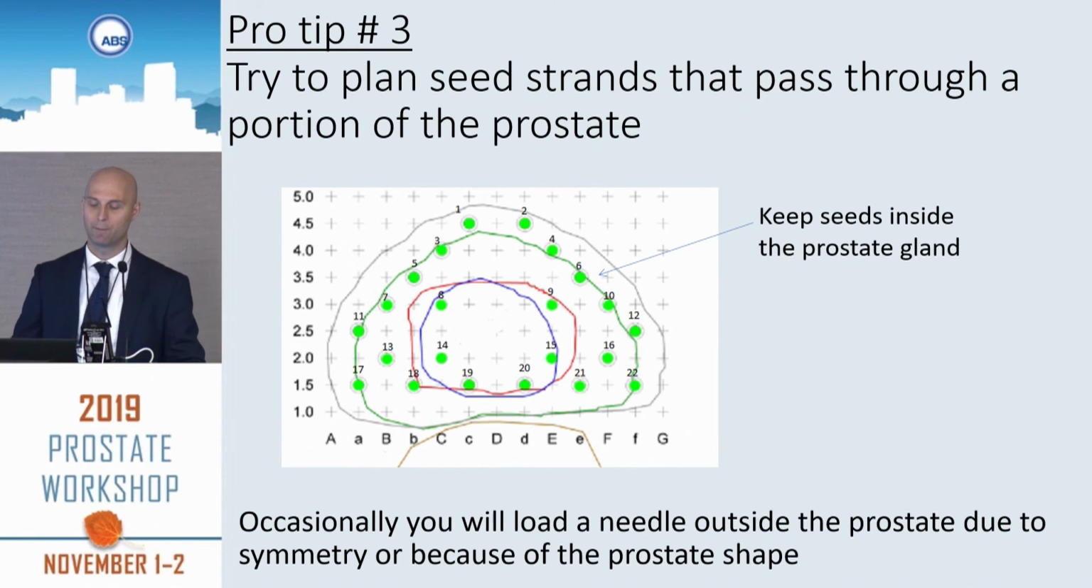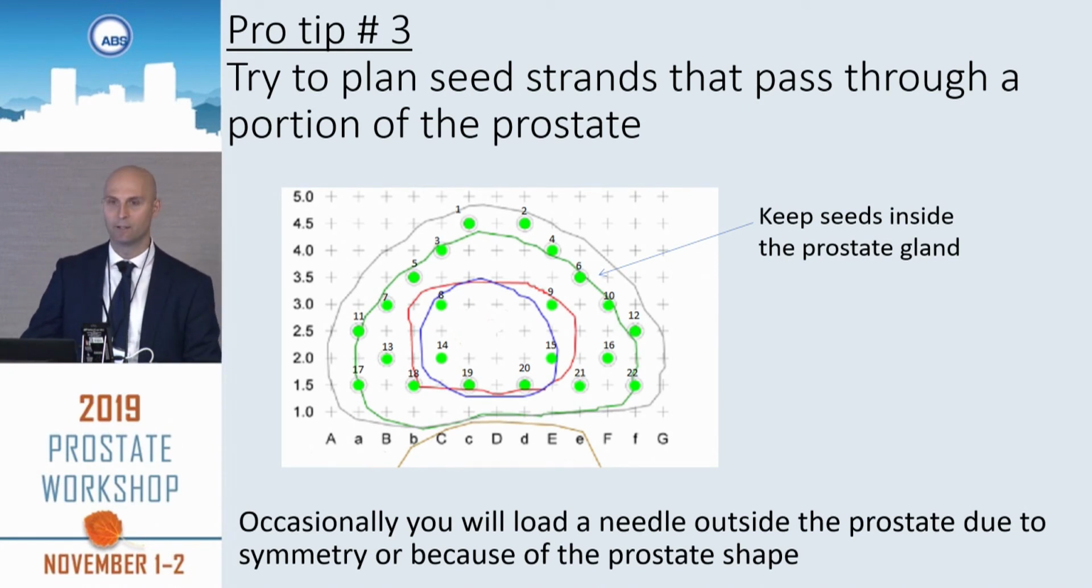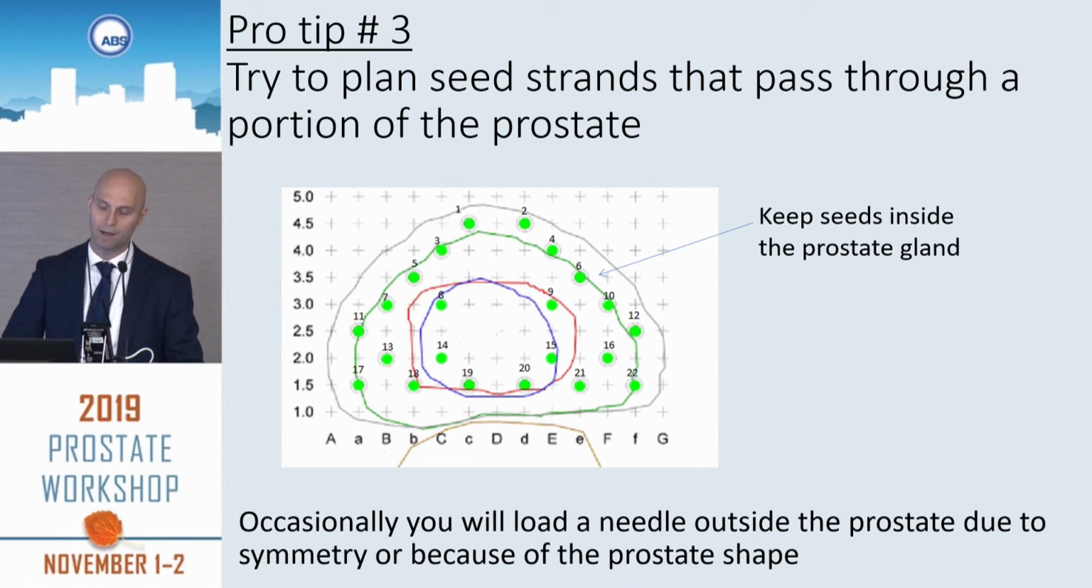And pro tip number 3 is related to that: we try to plan seed strands that pass through a portion of the prostate that is more robust to holding on than the kind of mushy space that's surrounding the prostate. So as much as possible, we try to keep them in the prostate gland, or at least passing through a portion of the prostate gland. Occasionally, you might load a needle that's outside because we also favor symmetry, or maybe because it's got a strange shape.